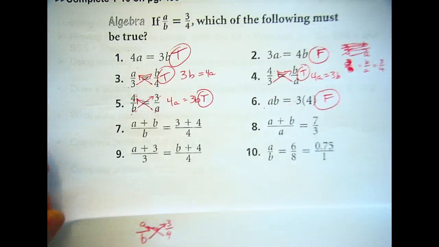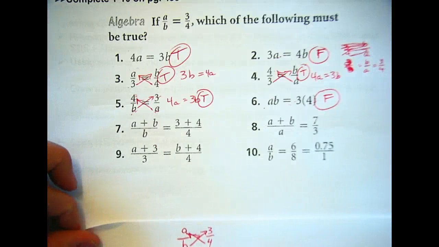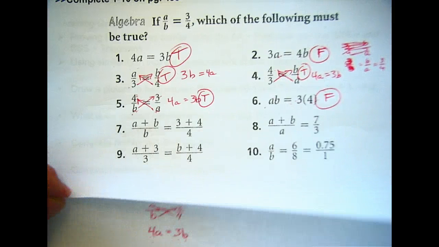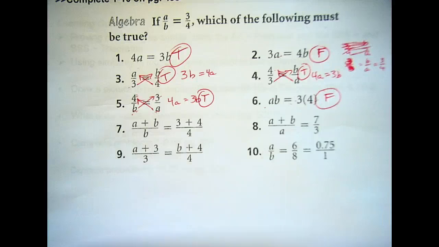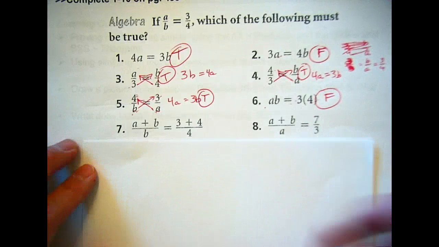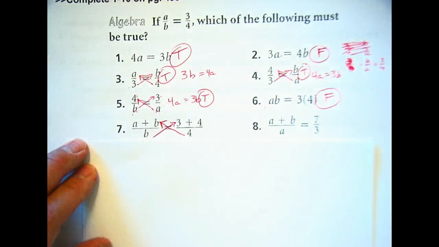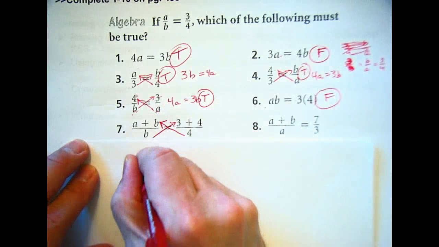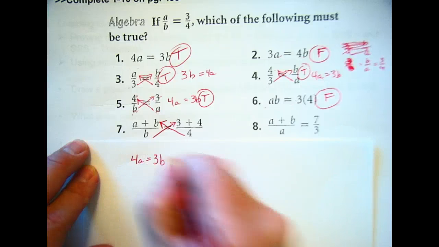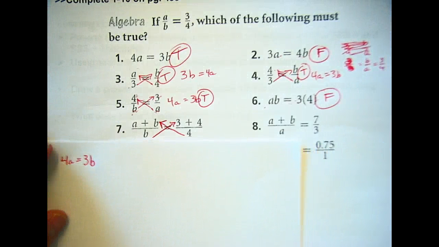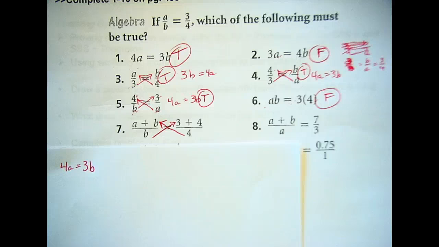Okay, how many are done with 7 through 10? How many are stuck on them? Okay. Hey, if you're stuck on them, still try to cross multiply. That's your first hint. And then try to make it equal 4A equals 3B. Okay? So give it a shot. Try number 7 there. You haven't done it yet. Give it a shot now.